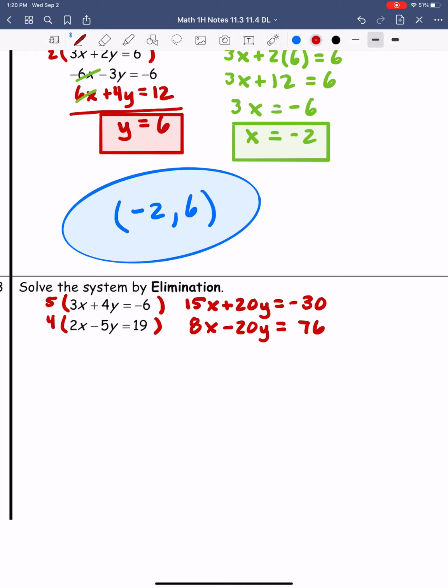Okay. And so what I did here is I forced these y's to be opposites of each other by picking 5 and 4 to multiply by. So you got to try to figure that part out on your own, right? It's like finding a common denominator, but we can see now that we have positive 20 and negative 20 here, and so those are going to cancel out.